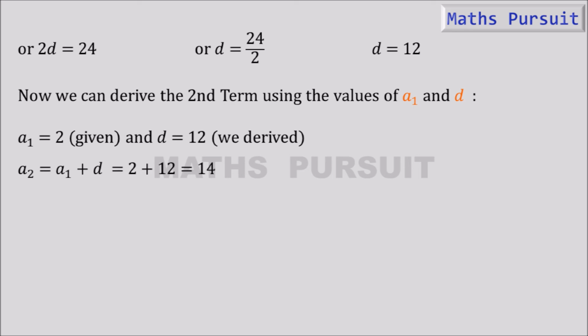So A2, A2 means second term, is equal to A1 plus D. That means current term plus common difference. So that is equal to 2 plus 12, that is equal to 14. So we got the value of the missing second term as 14. That's all guys. This question is very simple and it's very easy. We just need to understand what we need to do.